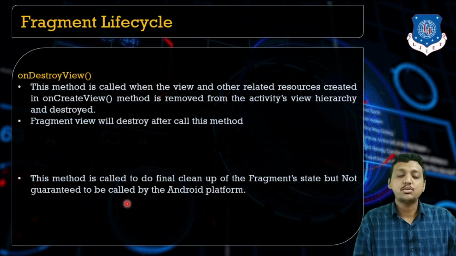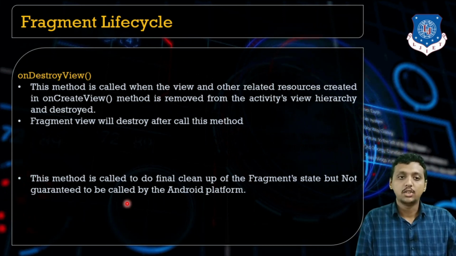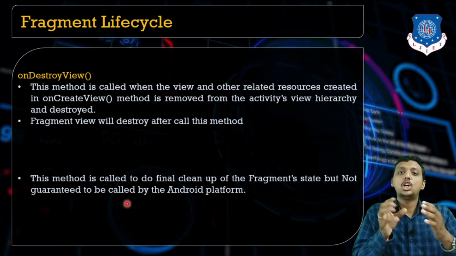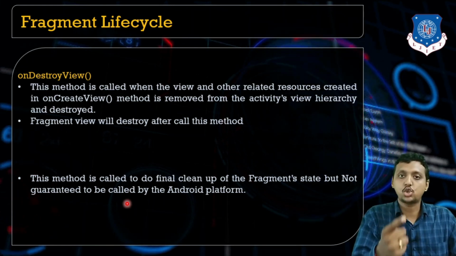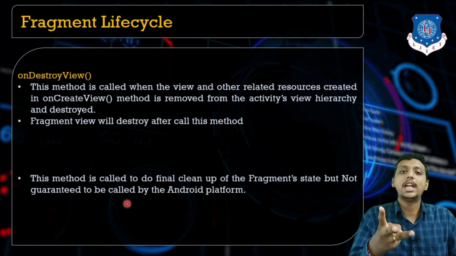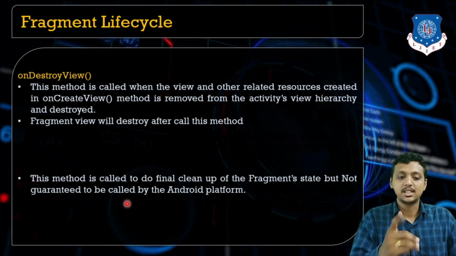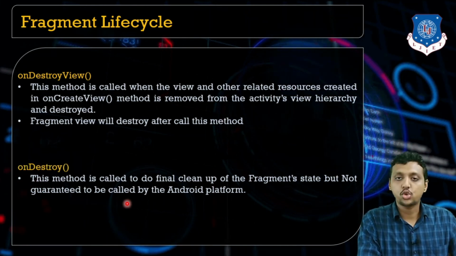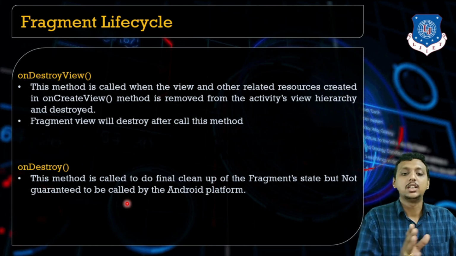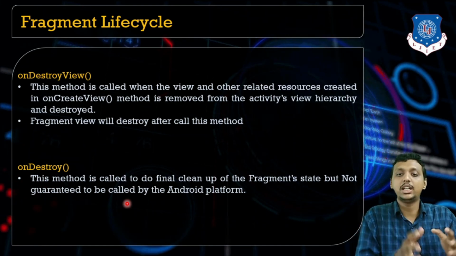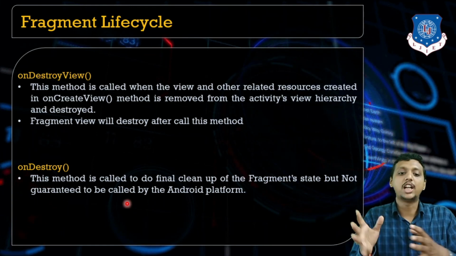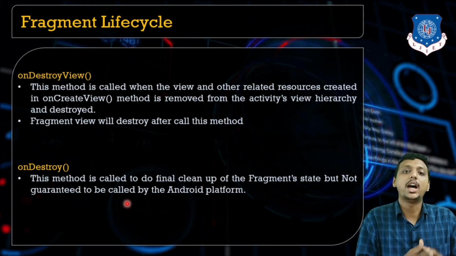At the very last, students, we have the onDestroyView. Now the destroy phase of the fragment contains three different methods: onDestroyView, onDestroy, and onDetach. The first one is onDestroyView. This method is called when the view and the related resources created by the fragment, or created by the onCreateView method, are removed from the activity view hierarchy.